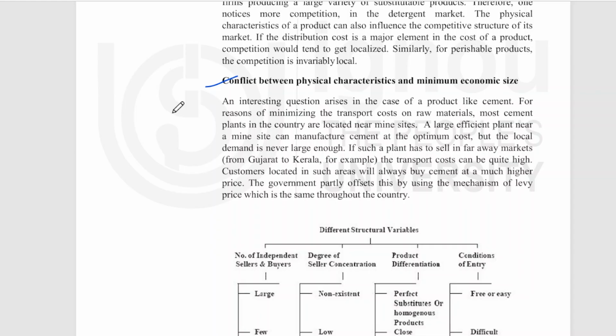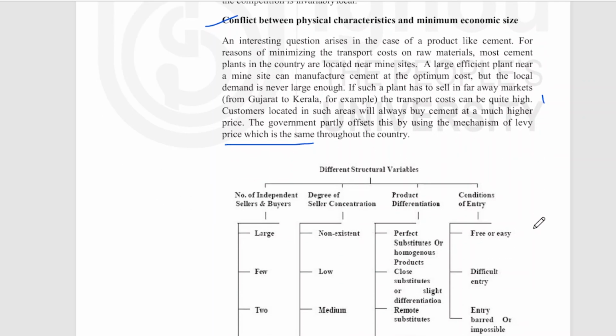So, if such a plant has to sell in a far away market, from Gujarat to Kerala for example, the transport cost can be quite high. So customers located in such an area will always buy cement at a much higher price, and the government partly offsets this by using the mechanism of levy price, which is the same throughout the country.